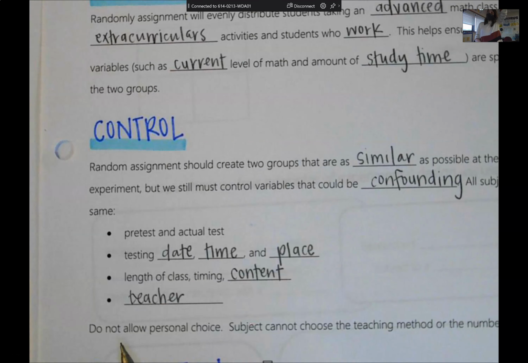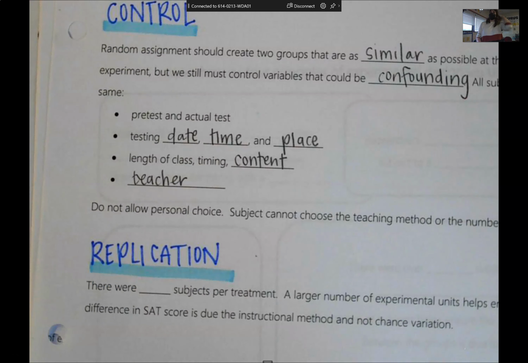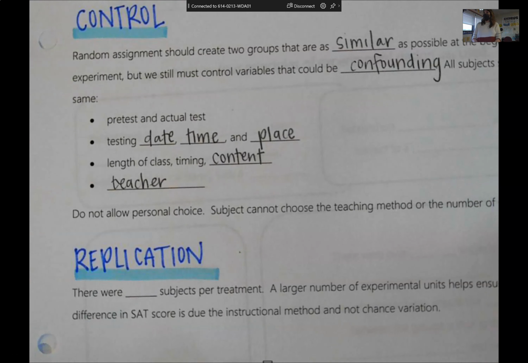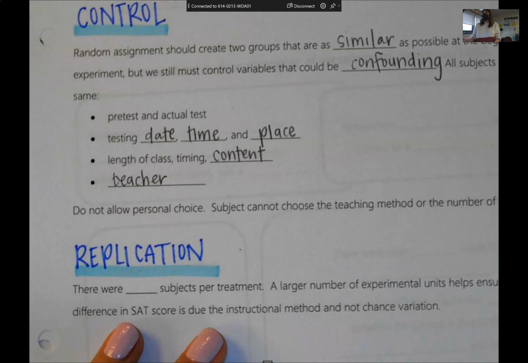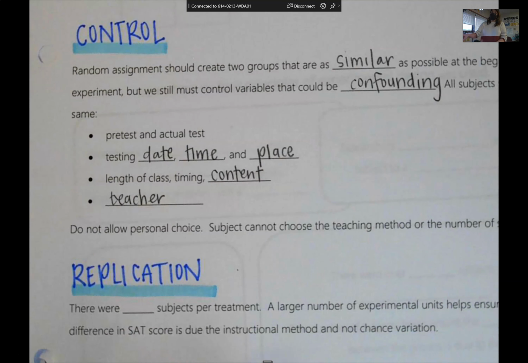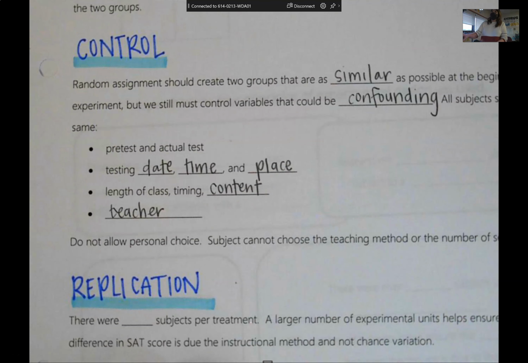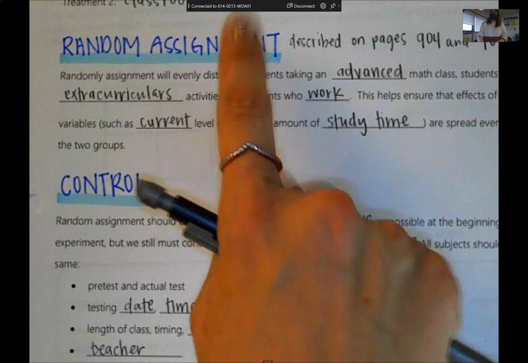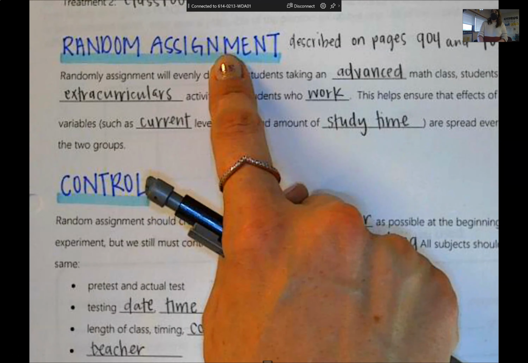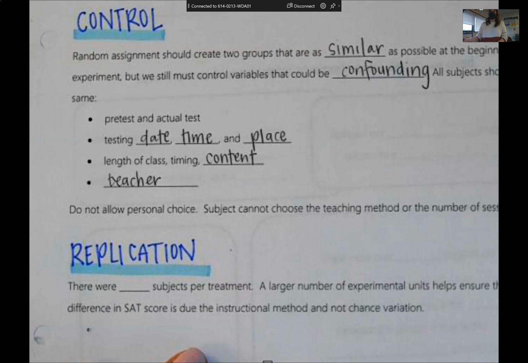Do not allow personal choice. The subjects cannot choose the teaching method or the number of sessions. You have to control everything, and what allows an experiment to be valid is that you are randomly assigning to the groups, but you're allowed to control a lot of other things.